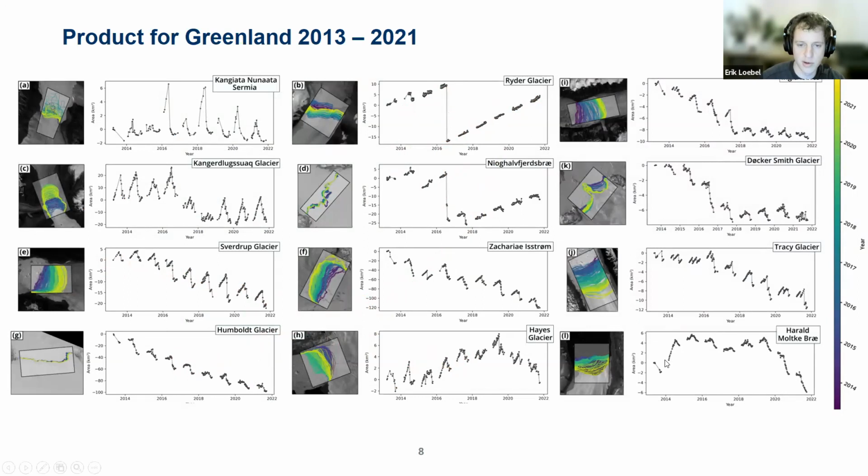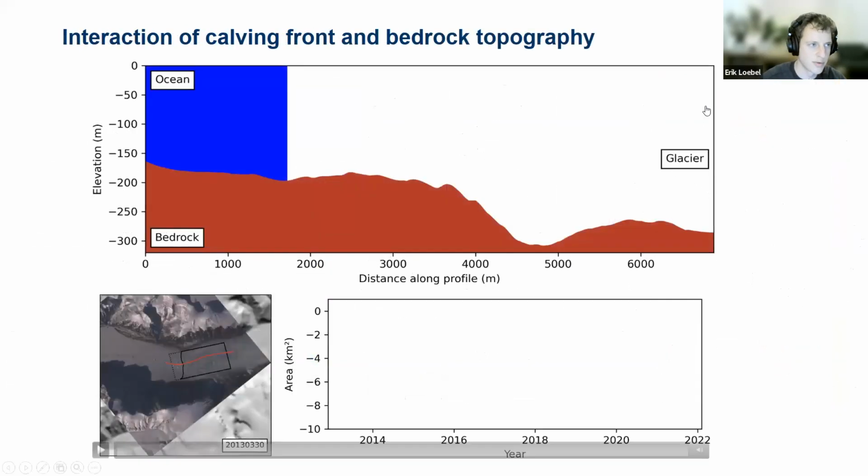Interesting are also those glaciers where we see a change in calving rate, like here in Harald Moltke Bre, where we have this faster retreat in the last years, which is due to the stopping of the surging phase, which was about 6 years. And other glaciers like Ingia Isbre, which we're going to look at in the next slide, we have this interaction with the topography, which is also quite interesting.